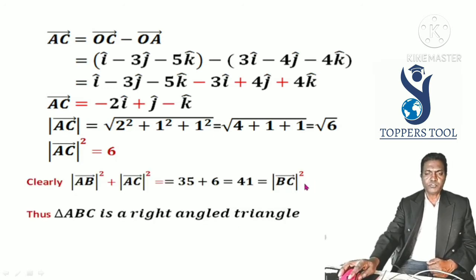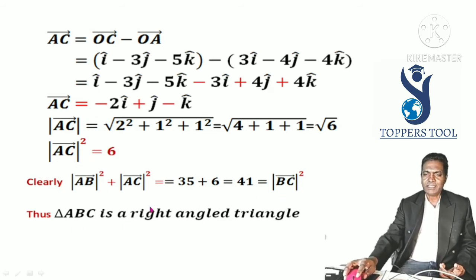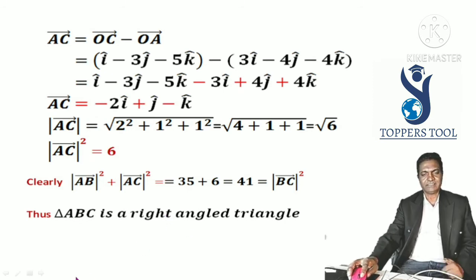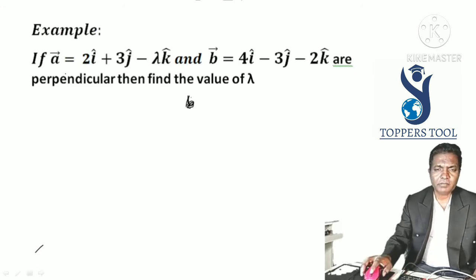Now we will add the two smaller quantities, that is magnitude of AB square plus magnitude of AC square is 35 plus 6 is 41, and as we proved, 41 is nothing but magnitude of BC square. So here this verifies the Pythagoras theorem. So you can conclude that triangle ABC is a right angled triangle. So let's move on.